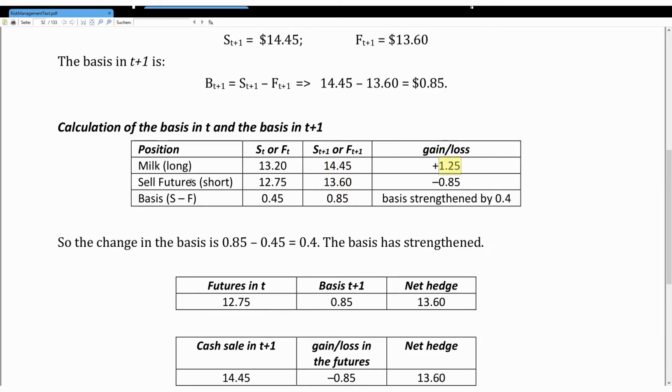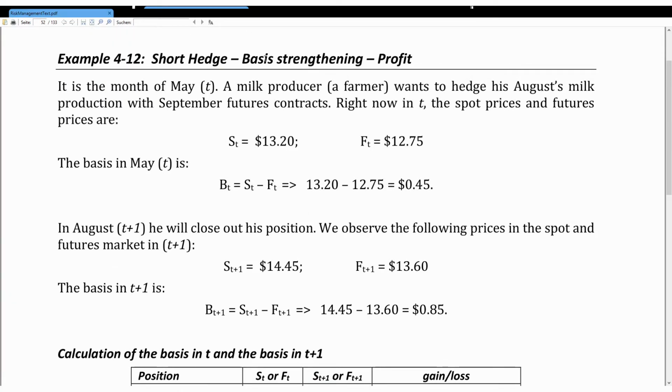His short position in the futures that was supposed to protect him is now running against him because the prices are increasing. He's losing 85 cents. So he's winning more in the spot market than he's losing in the futures market. The basis is going to the right on an imaginary number line. It goes from 45 cents to 85 cents. It's strengthened by 40 cents. For a short hedge, a strengthening basis results in a profit.